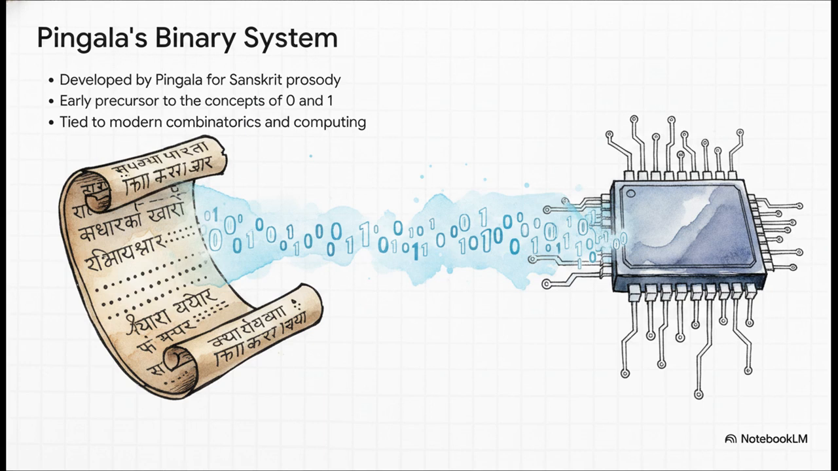A scholar named Pingala developed an early precursor to the binary number system. And get this, he did it while working on Sanskrit prosody. That's the study of poetic meters. He ended up forming the foundational concepts of 0 and 1.